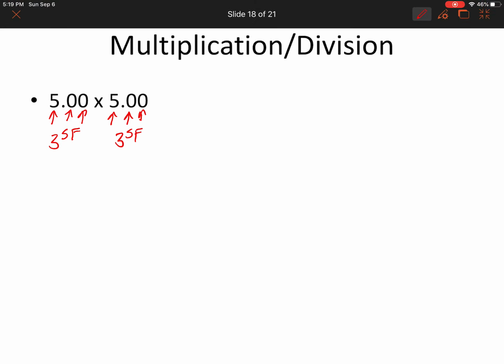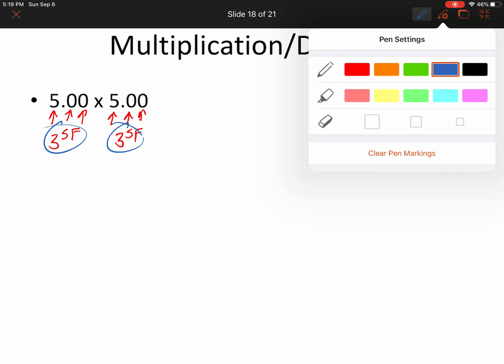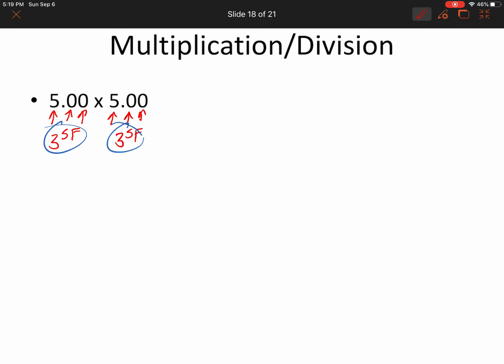So here, we've already seen 5.00, so we said that the 5 was good, the 0 at the end of a decimal, and now we've got one sandwiched in the middle, so that's 3 significant figures. The same thing is true over here. So my final answer has 3 significant digits. I know that this is 25, 5 times 5.